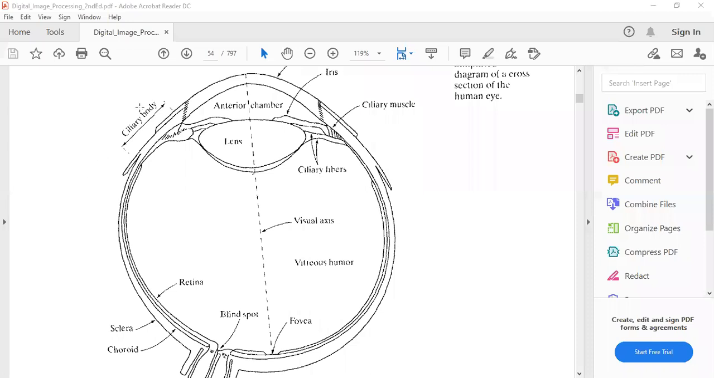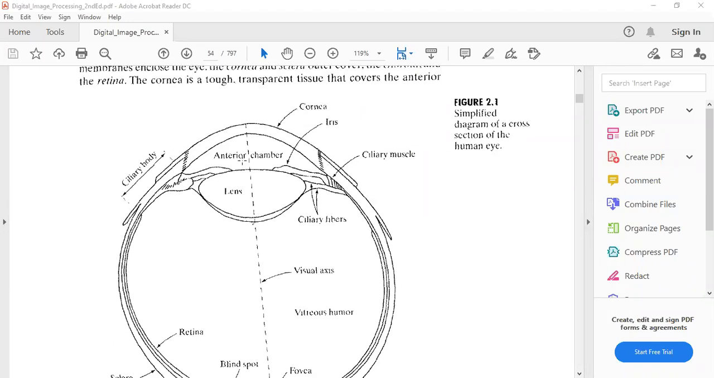Okay, then we have the ciliary body and ciliary muscles, which is exactly where the cornea and the sclera are connected. Then we have the iris. The iris is the muscle which holds the lens of the human eye. What does the iris do? It holds the lens.